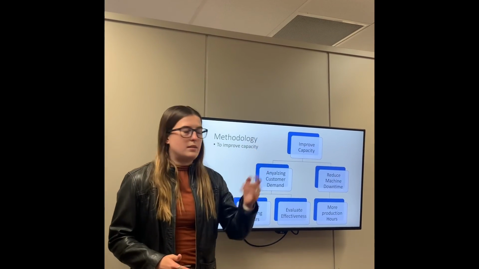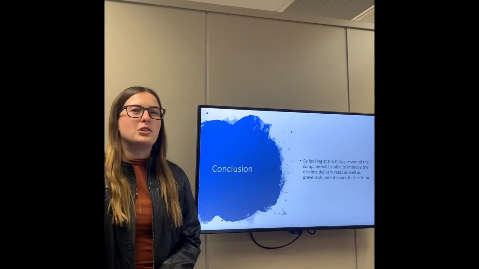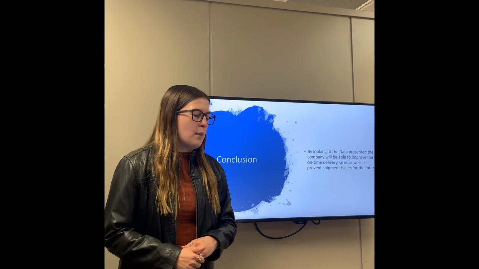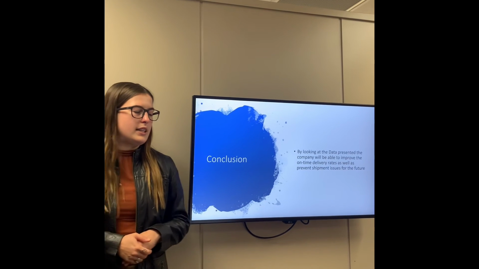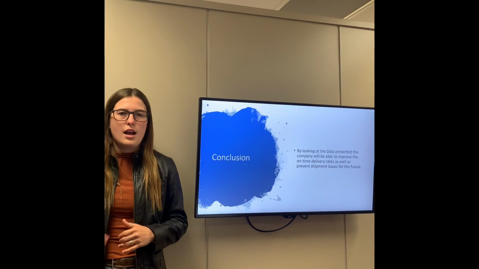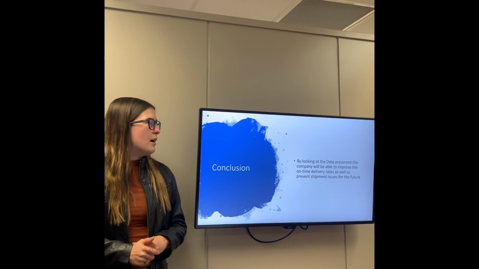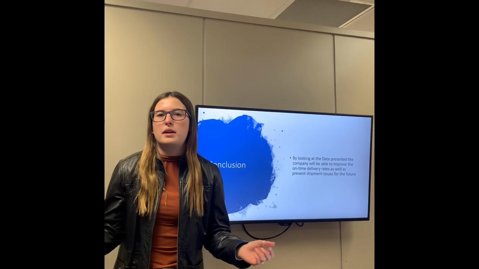In conclusion, I hope that the company will be able to look at the data that was presented to really help them in the future. By using the cause and effect system, they'll be able to follow up with any other issues that might occur within the year, and they'll be able to create a solution by using root analysis. If they're able to follow the steps, they'll be able to solve many issues that may occur.